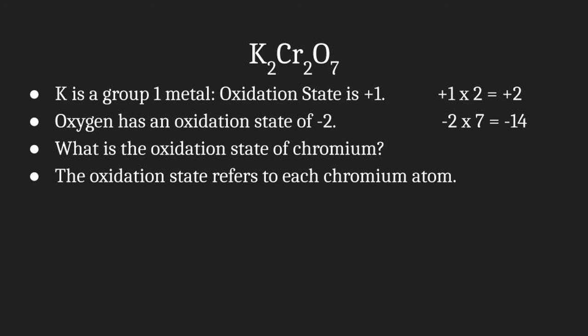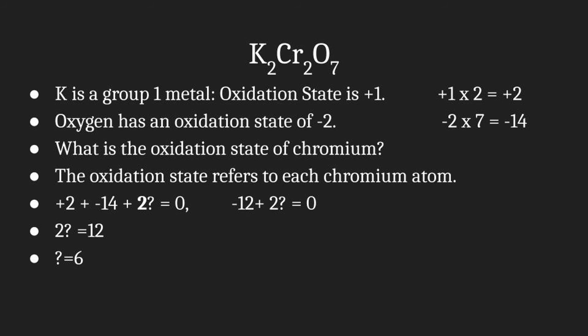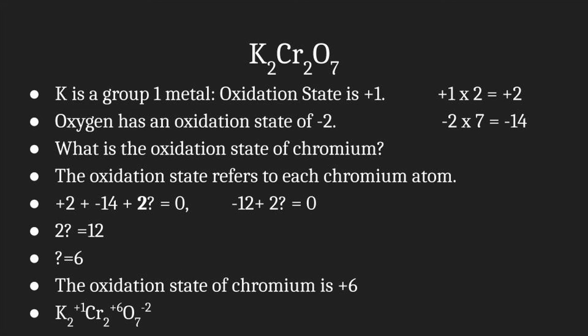Next, we need to find the oxidation state of chromium since we don't have a rule for it. Now, it's important to note that oxidation state refers to each chromium atom, not the total amount between the chromiums. So when we write our equation of +2 minus 14, we're going to have to make it +2 question mark because there's 2 chromiums. Solving that will give us that 2 question mark equals 12, or that question mark equals 6. So the oxidation state of each chromium atom will be +6 in this compound.